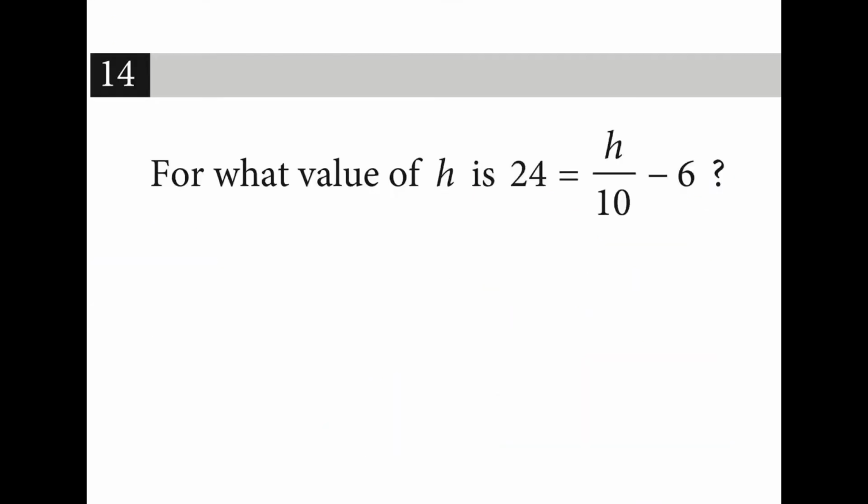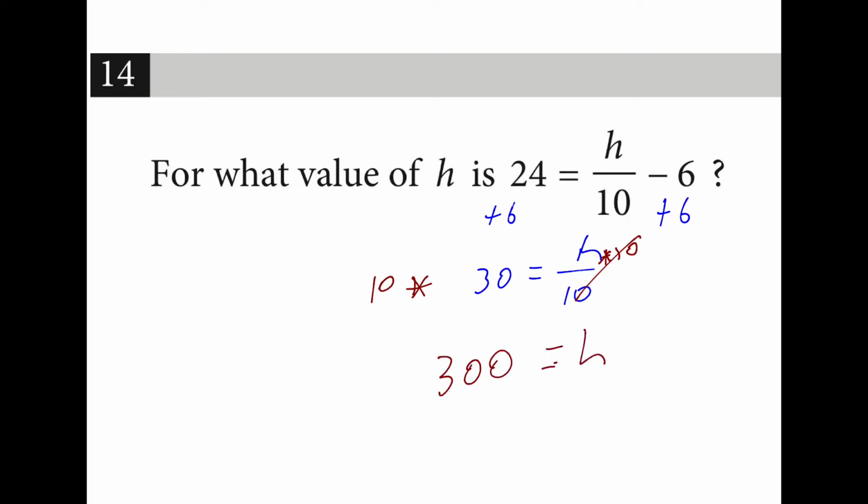For what value of h is 24 equal to h over 10 minus 6? The first thing we're going to do is add 6 to both sides. So we have 30 is equal to h over 10. The next thing we're going to do is we're going to multiply both sides by 10. That gets rid of the division of 10. So 300 is equal to h.